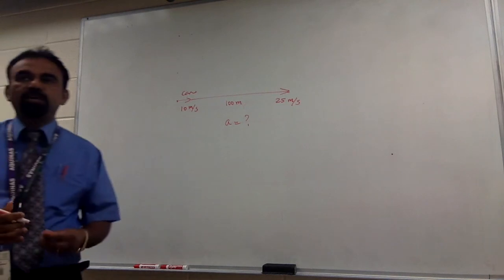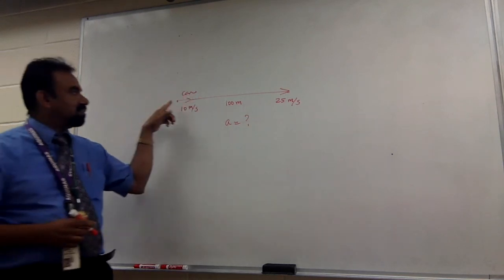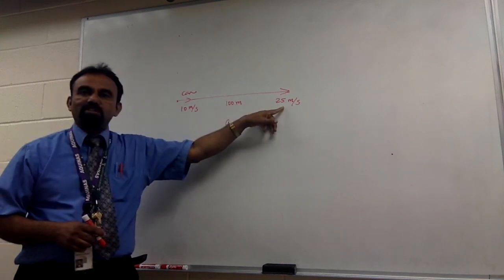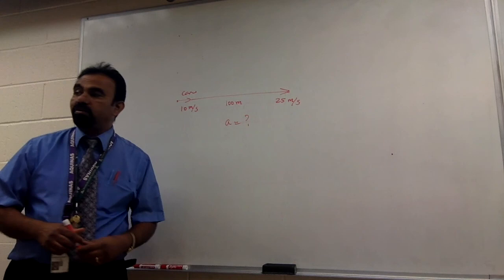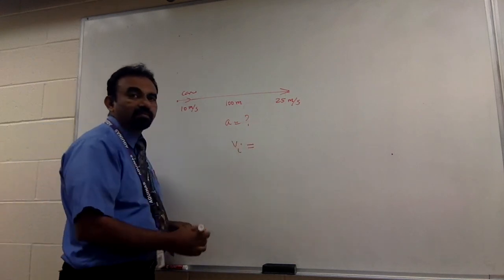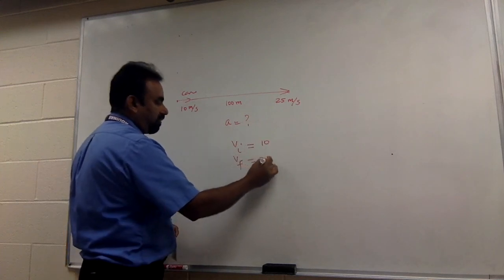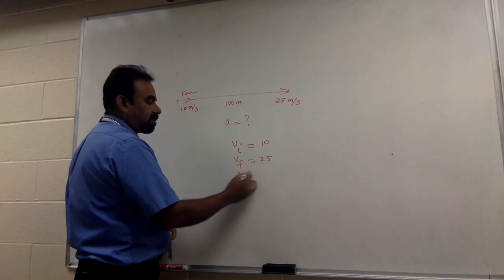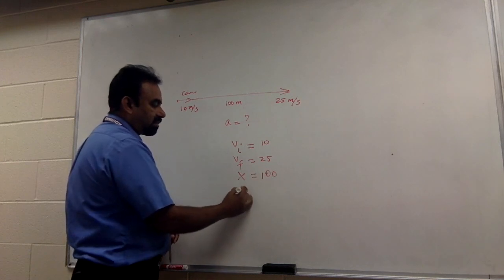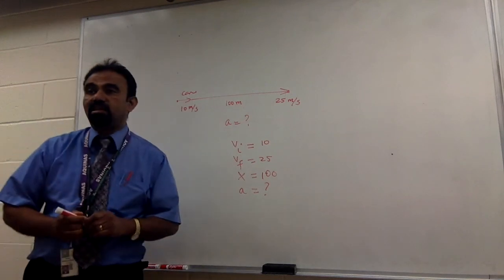Whenever you're given any question, the best thing to do is to picturize it like this. Just imagine this is a car, and this is how fast it's going. What do you do now? Write down the data. Initial velocity is 10. Final velocity is 25. Displacement is 100. What's asked? Acceleration. And what is not given? Time is not given. So what do you do next?